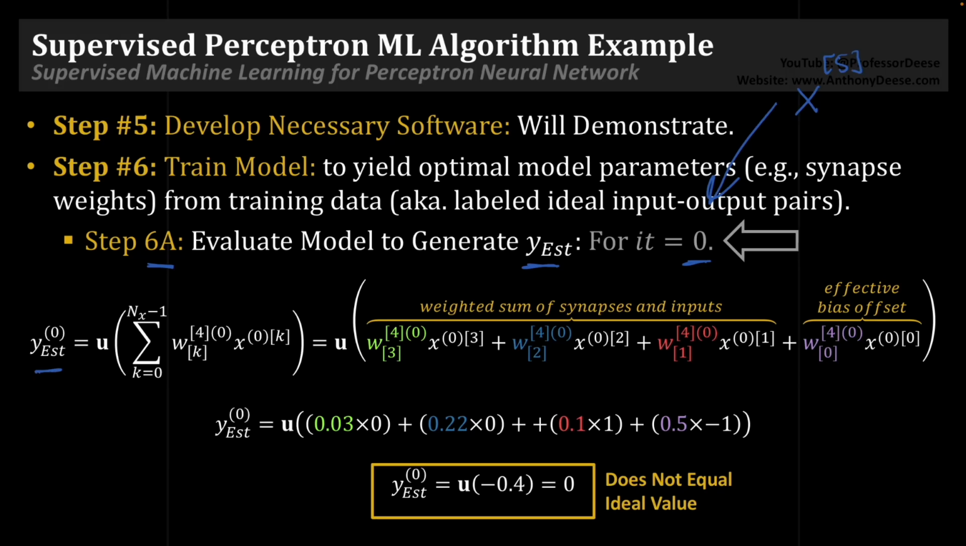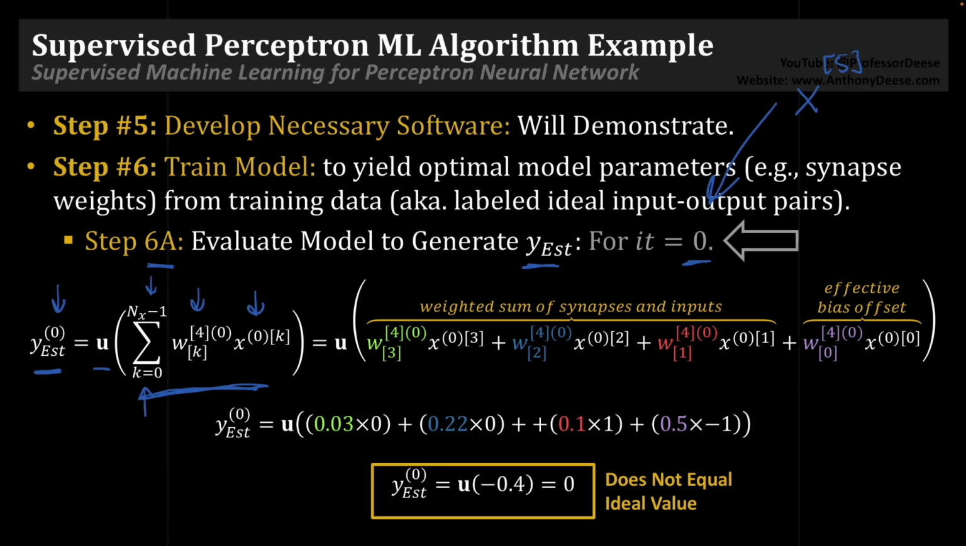Okay, so we've already declared our model. We know that the estimated output for the 0th iteration is equal to taking our activation function and applying it to the weighted sum of the synapse weights and the inputs. So we sum this from k equals 0 to k equals 3.